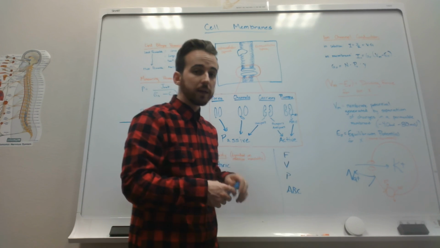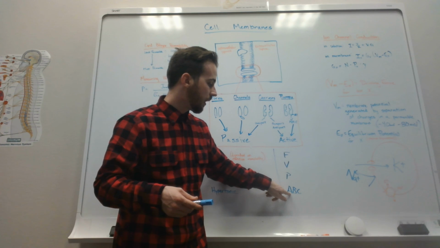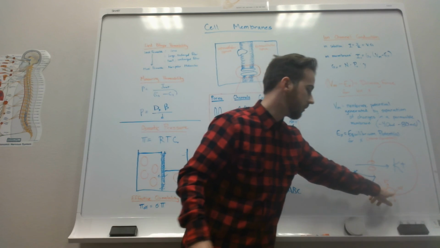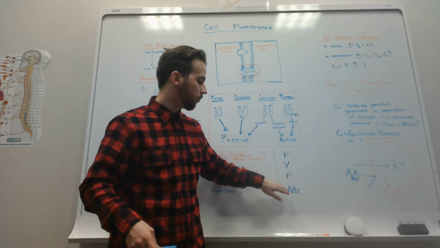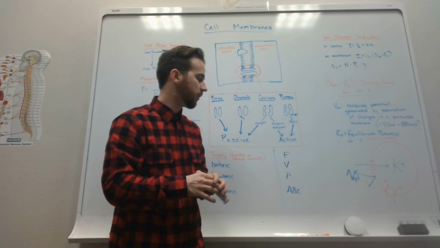P-type pumps are the most abundant in the cell. They require phosphorylation to work. And these ones, ABC transporters, require the binding of ATP and subsequent hydrolysis to function. An example of a P-type pump is the sodium potassium pump.